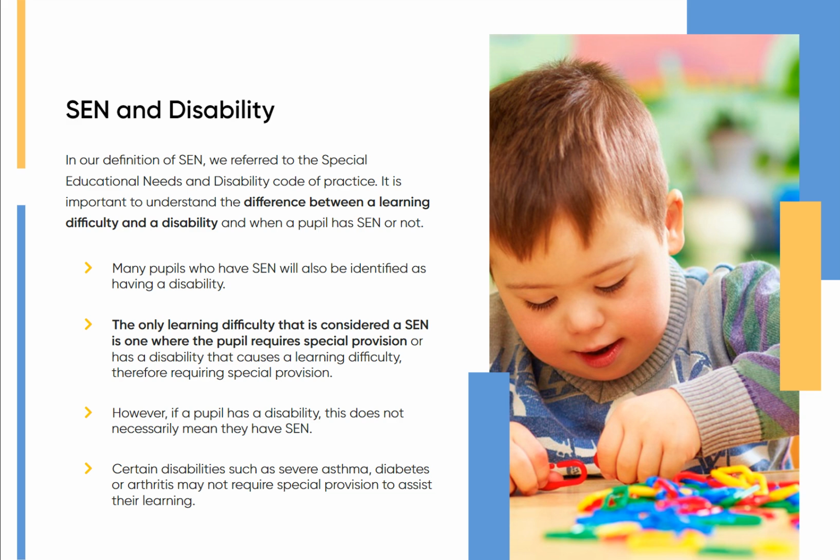Many pupils who have SEN will also be identified as having a disability. The only learning difficulty that is considered an SEN is one where the pupil requires special provision or has a disability that causes a learning difficulty, therefore requiring special provision. However, if a pupil has a disability, this does not necessarily mean they have SEN. Certain disabilities such as severe asthma, diabetes or arthritis may not require special provision to assist their learning.